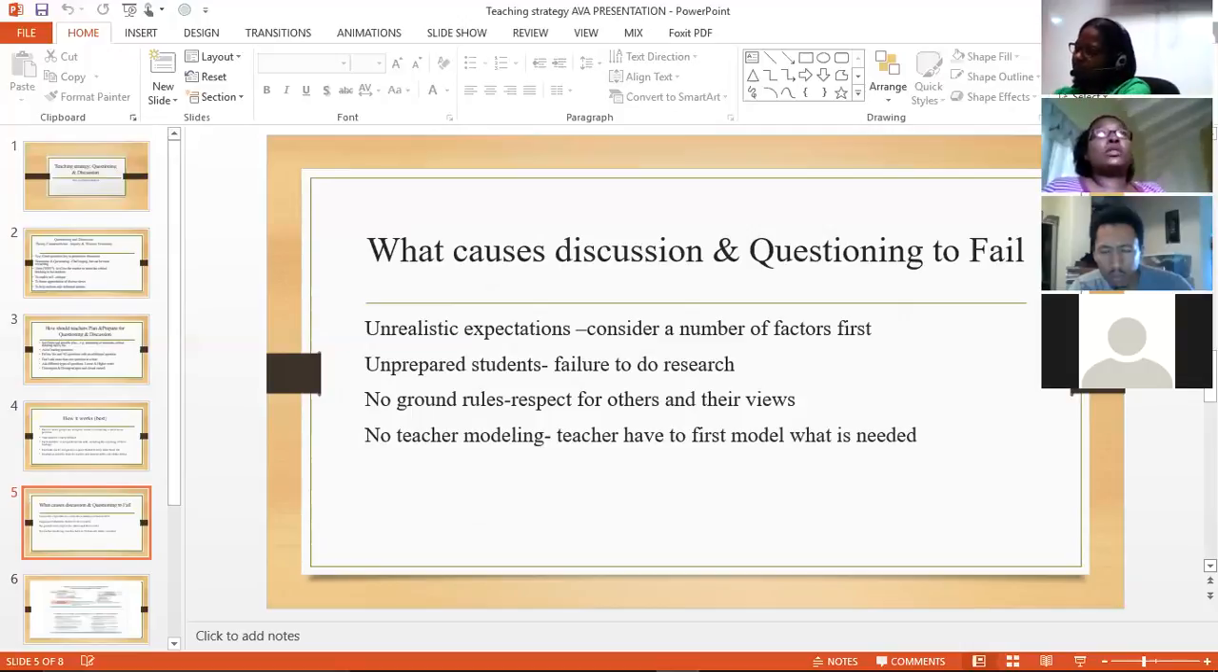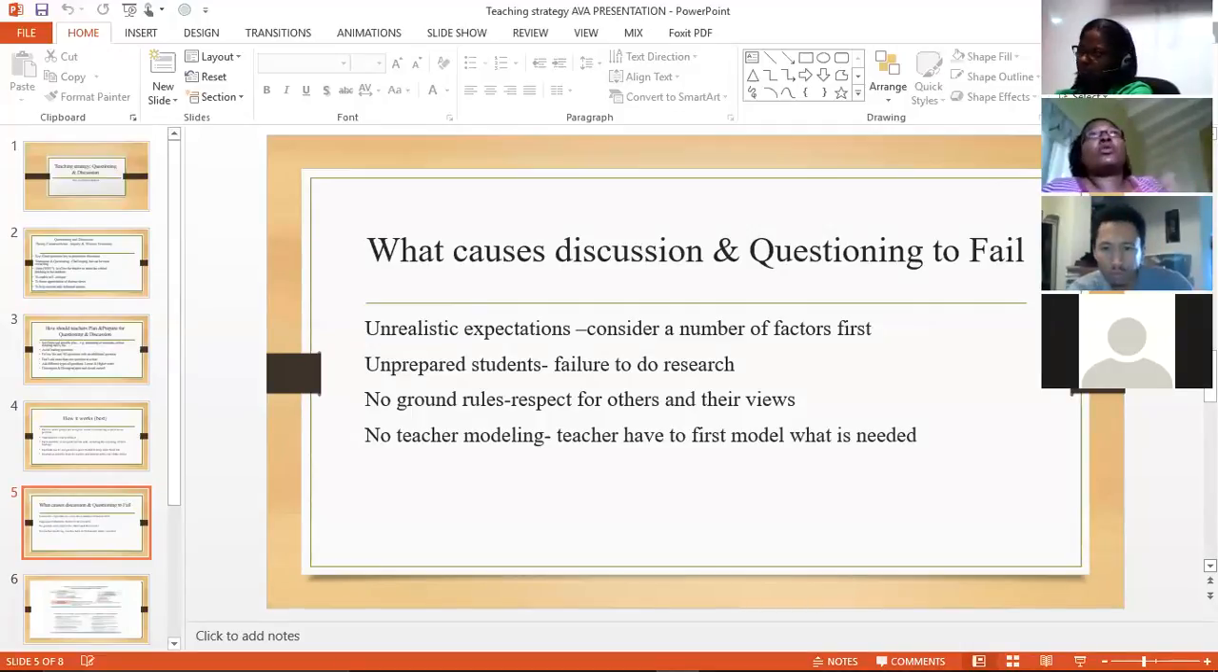Especially if they were not used to traditional learning styles, where they are accustomed to the teacher doing all the talking and saying yes, no, whatever. They might say, is that teacher crazy? What is she talking about? So we want to show them how we go about discussing, model it.